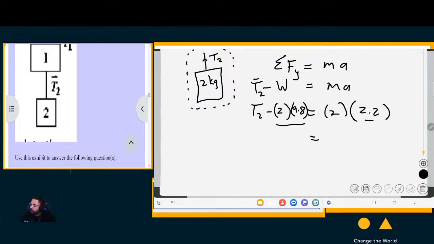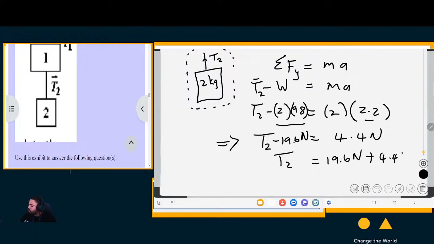Okay, so if we work all of that out, we get T2. You would first of all calculate 2 times 9.8. That is 18.6, or 19.6. It's minus 19.6 newtons equals, let me just rewrite this neatly, minus 19.6 newtons equal to 2 times 2.2, which is 4.4 newtons. Now if we were to take it over, we get T2 is equal to 19.6 newtons plus 4.4 newtons. If I'm correct, that would give me 24 newtons. No. Sorry, I made a mistake here.